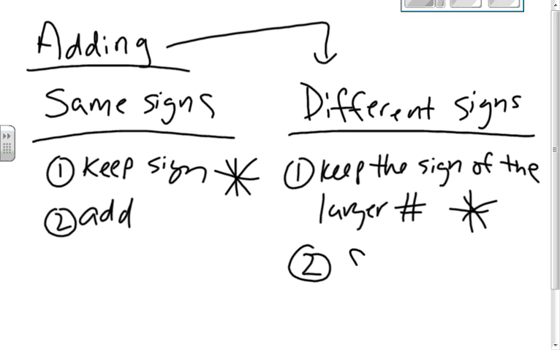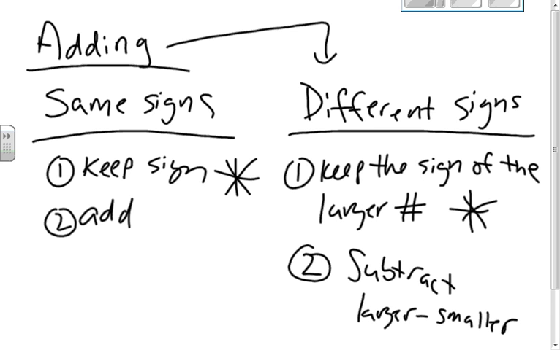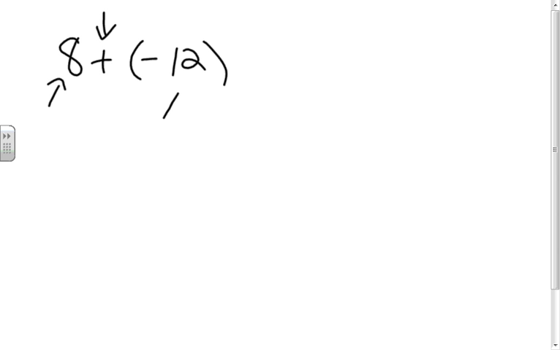And number two, you're going to subtract. You're going to do the larger minus the smaller. And you already wrote down if your answer is going to be positive or negative, so you don't have to worry about it. Let's do a few examples. So 8 plus negative 12.